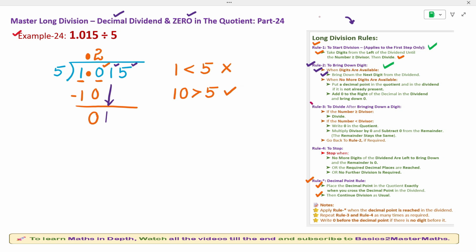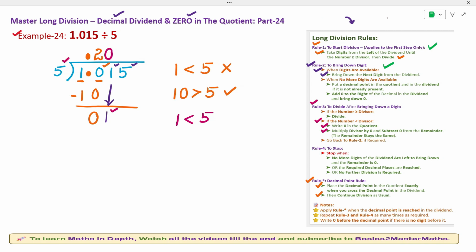Let us apply rule 3. Observe, now the number is 1, which is less than the divisor 5. So, as per rule 3, if the number is less than the divisor, write 0 in the quotient, then multiply the divisor by 0 and subtract 0 from the remainder.